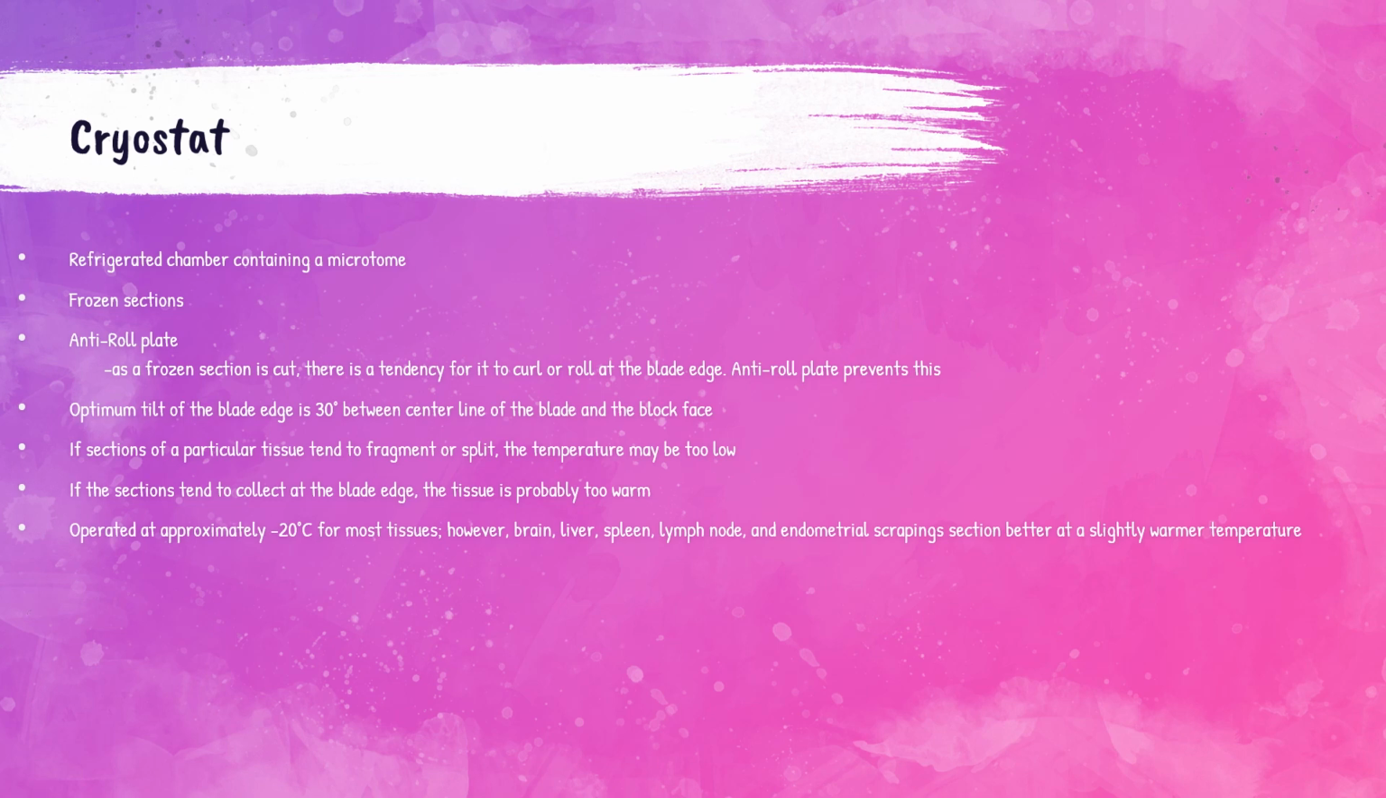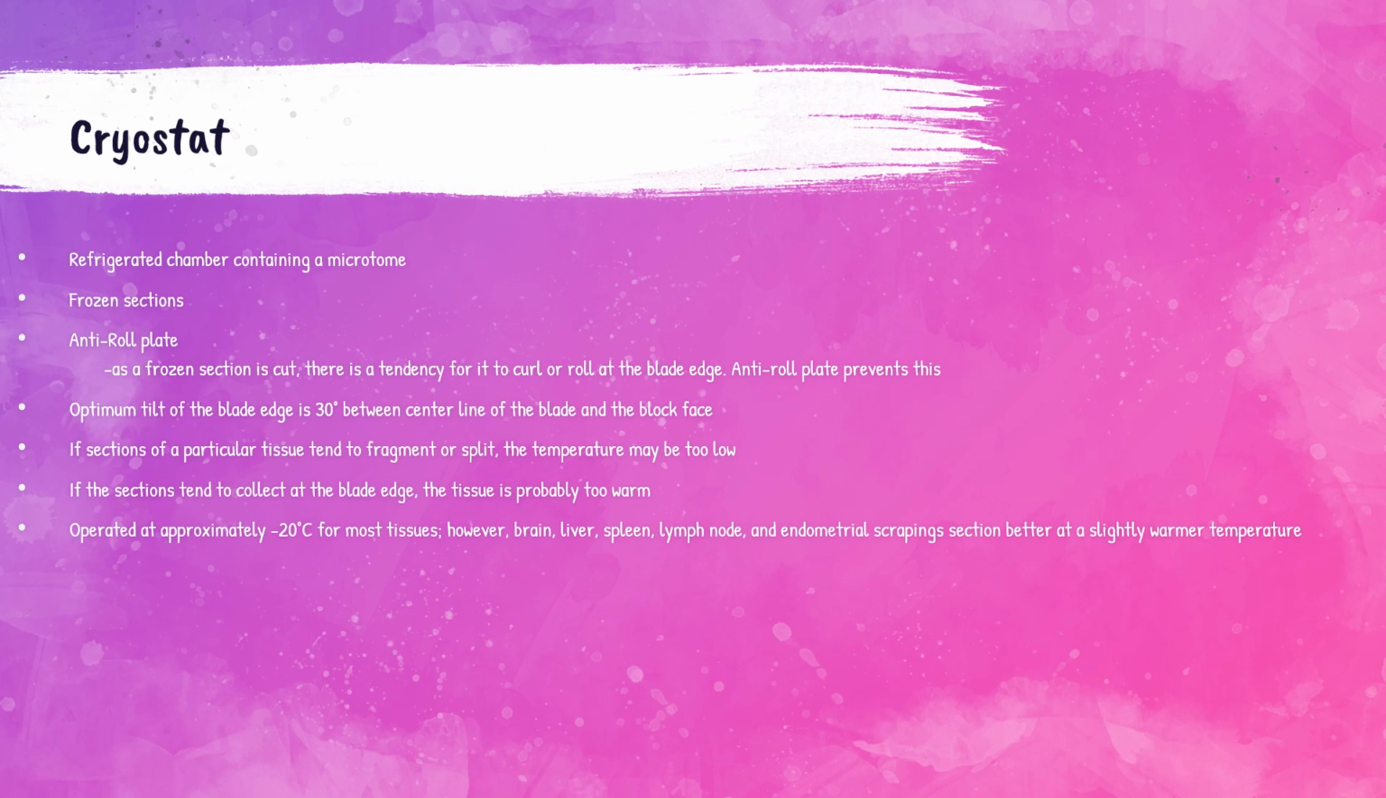It contains something called an anti-roll plate. This is a square rectangular piece of plastic or glass that rests against the knife blade and allows the tissue to slide between it and the knife blade. This helps to produce flatter tissue sections and allow it to be picked up on the slide with fewer wrinkles. The tilt of the blade edge should be 30 degrees between the center line of the knife and the face of the tissue block. The knife should be tilted more for frozen sections in comparison to paraffin wax embedded tissues.